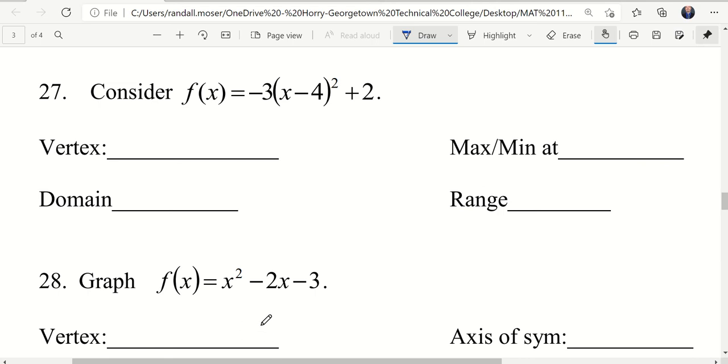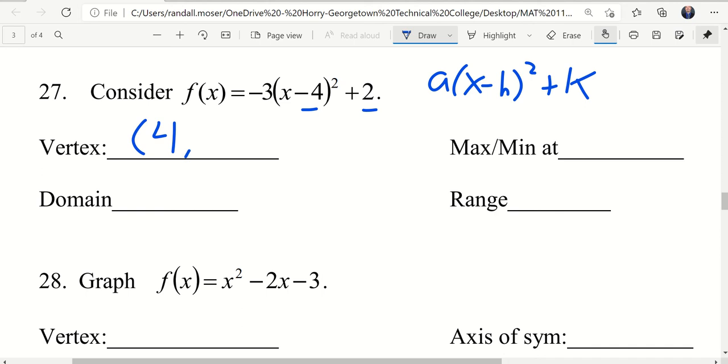The next thing we come to is the graphs of our polynomials, and we started off with graphing quadratic functions. In question 27, this is a quadratic function that's presented in standard form. It's of the form a times x minus h squared plus k. We can look at it and identify the vertex is going to be located at 4, 2. It's a polynomial, so we know that the domain is going to be all real numbers.